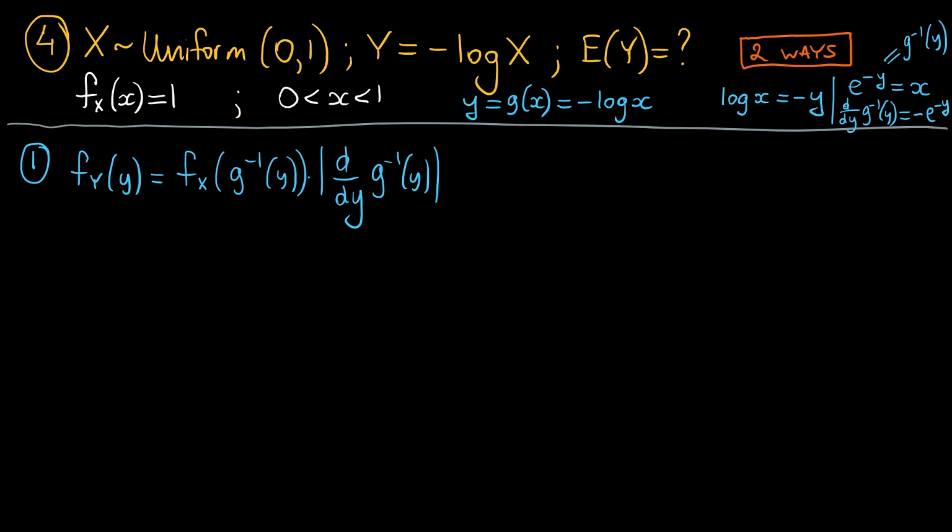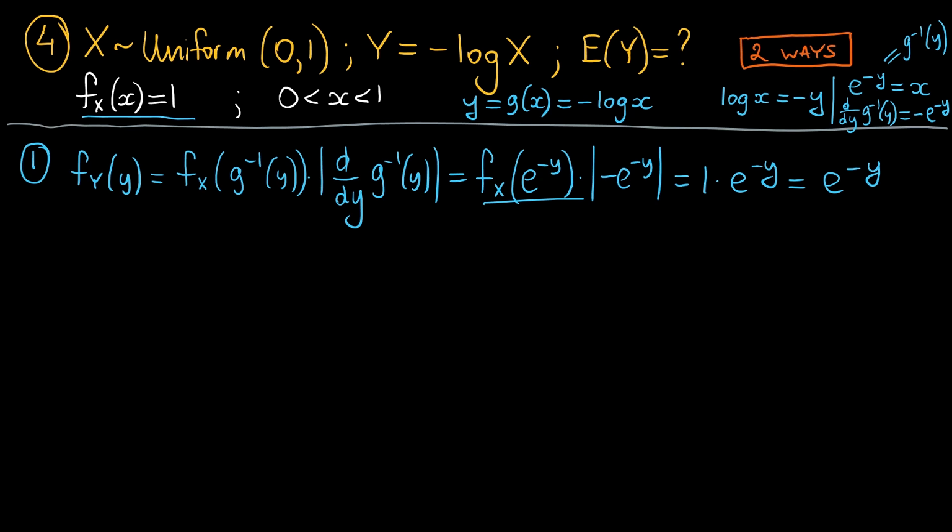Okay, so let's evaluate the PDF of y. It'll be the PDF of x evaluated at g inverse of y, which is e to the power of minus y, times the absolute value of d dy of g inverse of y, which is minus e to the power of minus y. And the PDF of x is just 1, so evaluated anywhere will always be 1, and we'll have e to the power of minus y. So essentially it's just e to the power of minus y.